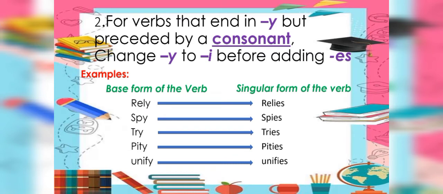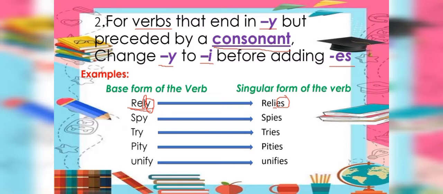In this rule, if the verb is ending in Y, for the first example, we have here rely, and it ends with Y, but preceded by a consonant. This is the consonant L. What you are going to do is change Y into I before you add ES. For the verb rely, you change Y into I, then add ES.